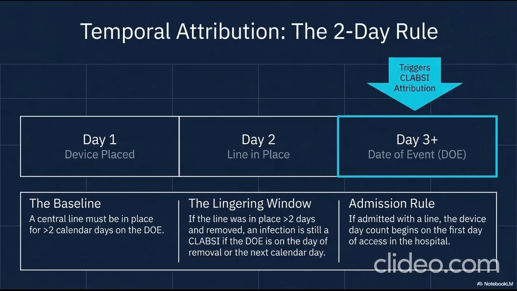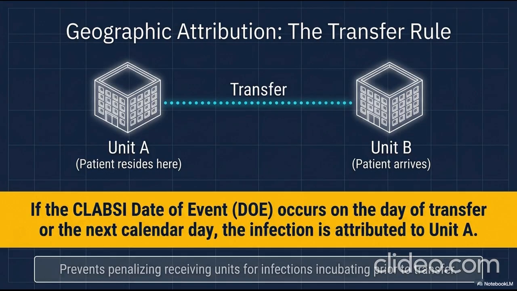The transfer rule. Geographic attribution is managed by the transfer rule. If a patient is transferred from Unit A to Unit B, and the CLABSI date of event occurs on the day of transfer or the very next day, the infection is attributed back to Unit A. This ensures that receiving units are not penalized for infections incubating prior to the transfer.